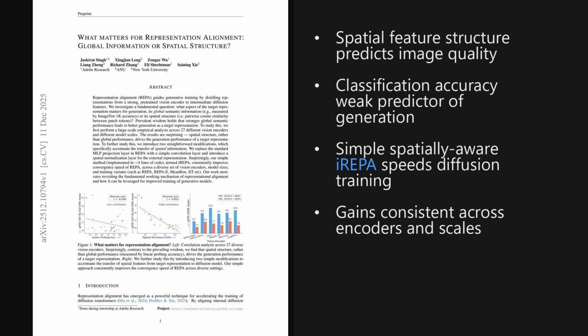So the key message is that spatial structure in encoder features, not global classification strength, is what really powers better diffusion generation, and that a tiny change like iREPA can reliably harness that structure for faster, stronger training. This shifts how we should choose and design vision encoders for generative models.